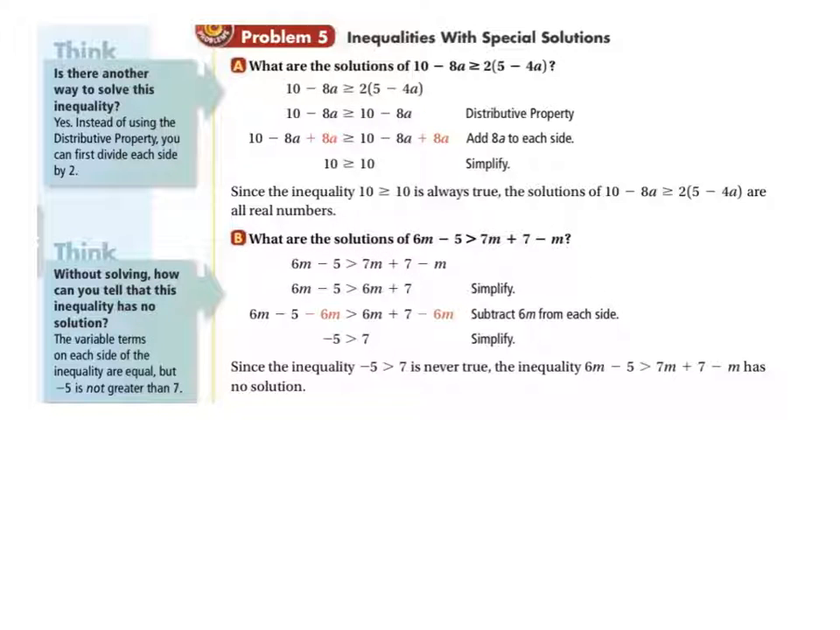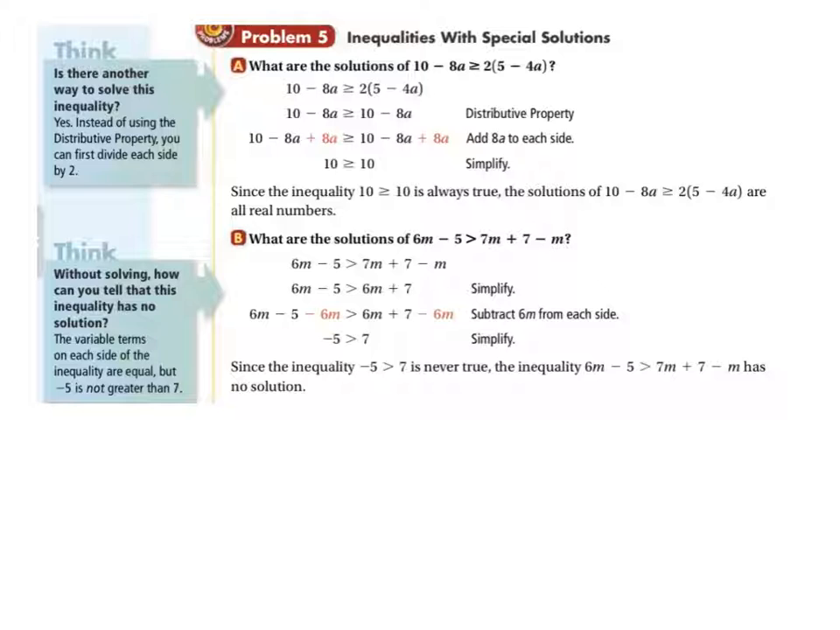Now here we recognize that it's the same thing on both sides, literally the exact same thing. But if you didn't, add 8a to both sides. You get 10 is greater than or equal to 10. Well, that's true. 10 is always equal to 10. So it's always true. All real numbers make this work, just like before when talking about all real solutions.